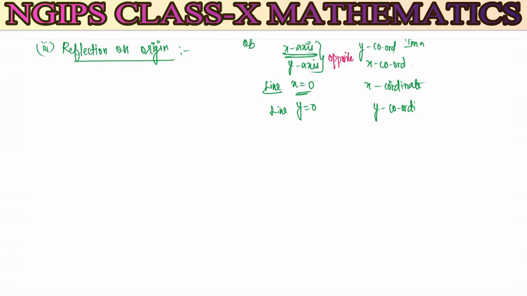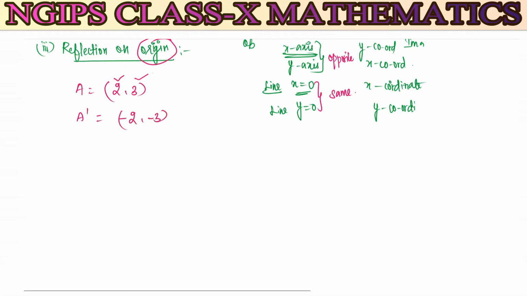So what about this origin? Origin is nothing but when you have the point A is equal to 2 comma 3. In this condition, origin means the x coordinate we need to change as well as the y coordinate. So the image of A, A dash, you will get minus 2 comma minus 3. In case, for example, you have the point P, it is 4 comma 9, you take minus 4 comma minus 9.